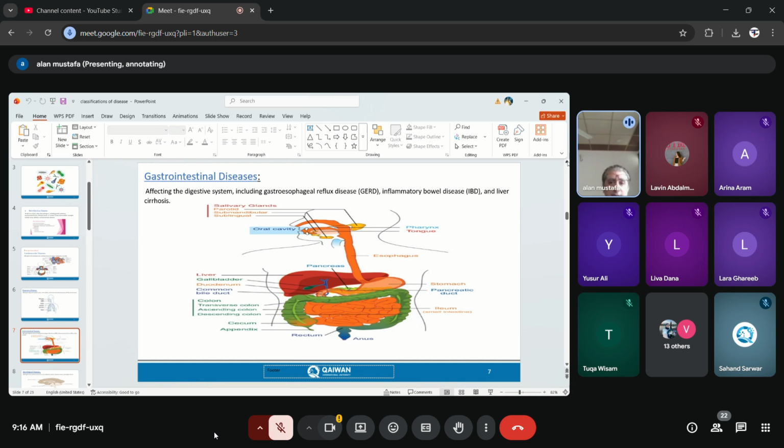And another example is something called liver cirrhosis. Liver cirrhosis is very common, unfortunately, here. A lot of the time, we see a lot of young patients with liver cirrhosis. Why is it very common? One of the main causes is heavy alcohol drinking.